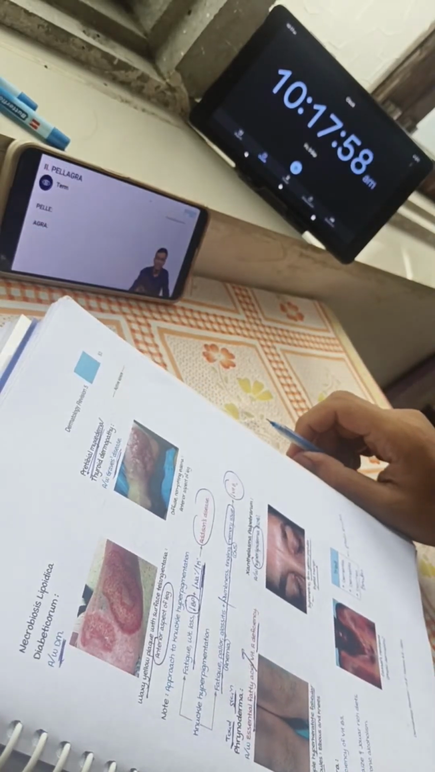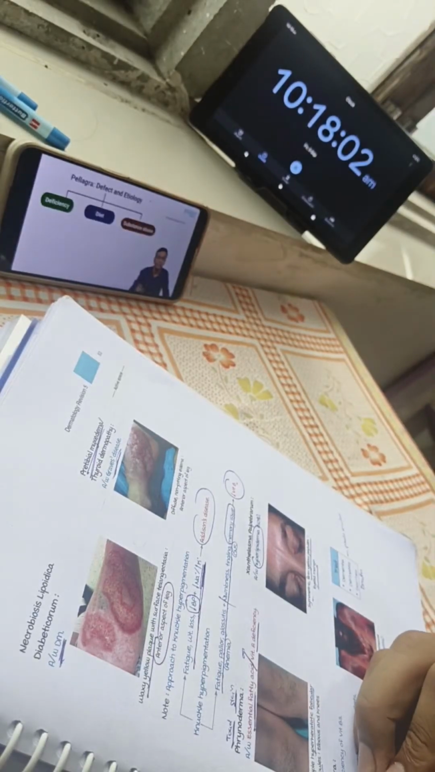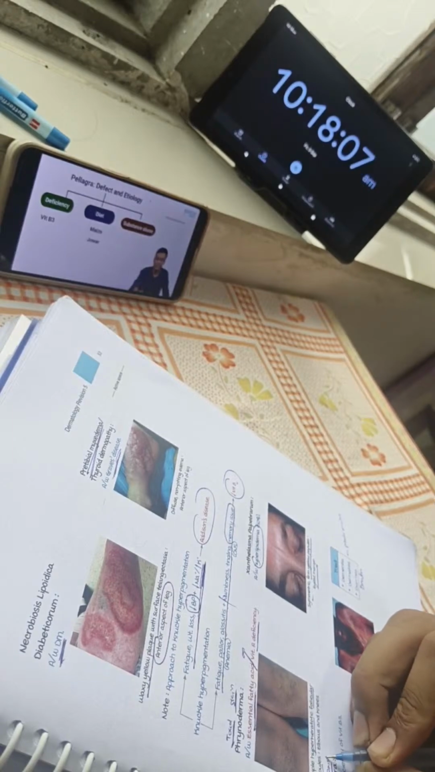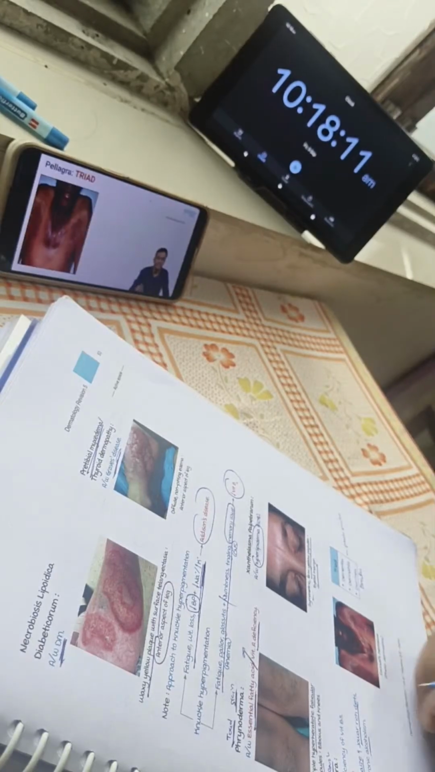Next important disease is pellagra. Pelle means skin, agra means rough. So pellagra is resulting due to deficiency of vitamin B3. The diet which can promote pellagra is maize and jowar, and substance abuse associated with pellagra is chronic alcoholism. The triad of pellagra involves dermatitis, diarrhea and dementia.